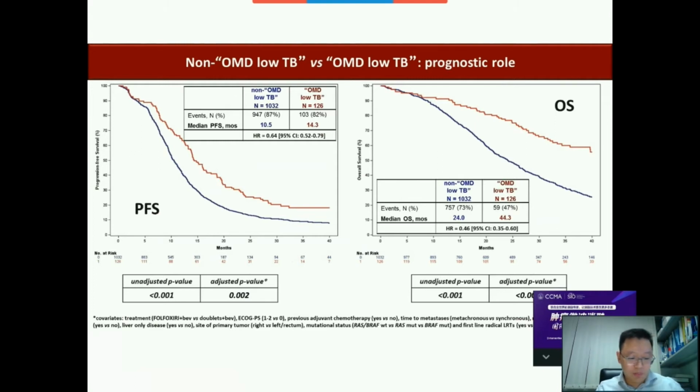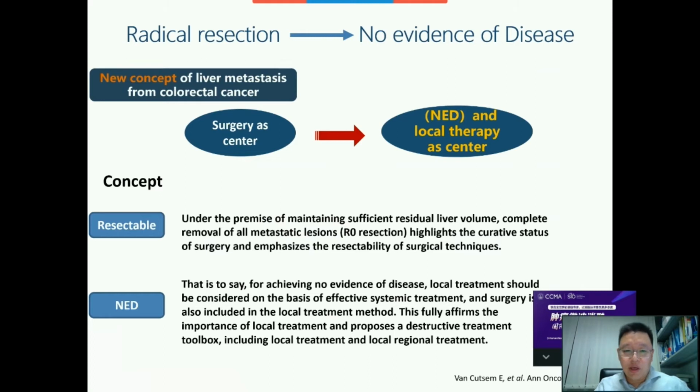So from these 2 figures, we can see that there is a significant difference between OMD-based no-TB and non-OMD-based no-TB on PFS and OS. It is verified once again that OMD can bring survival benefits through active local treatments to achieve NED. Another conceptual change in the field of CRCLM is to shift from radical surgical resection to NED as the core. This conceptual change provides a wide range of local treatment methods, including ablation and radiotherapy.